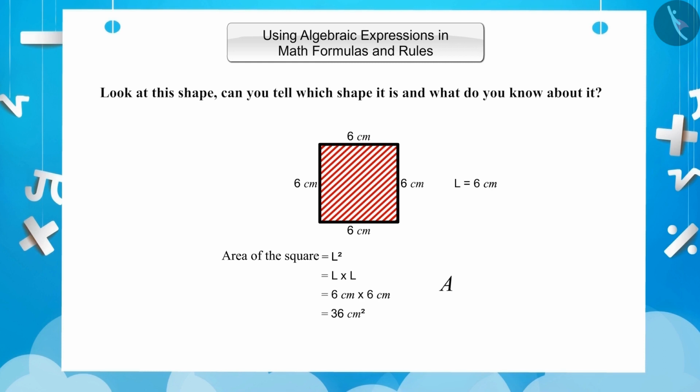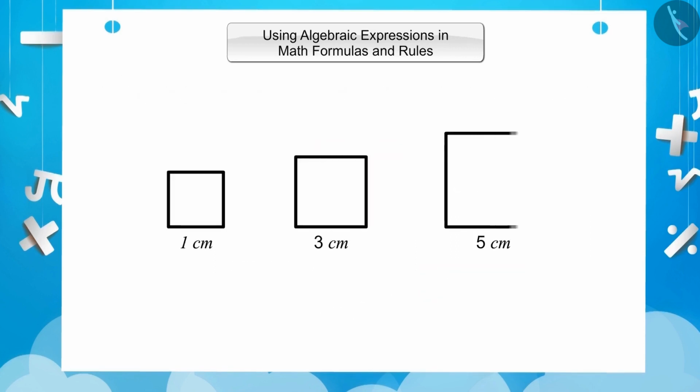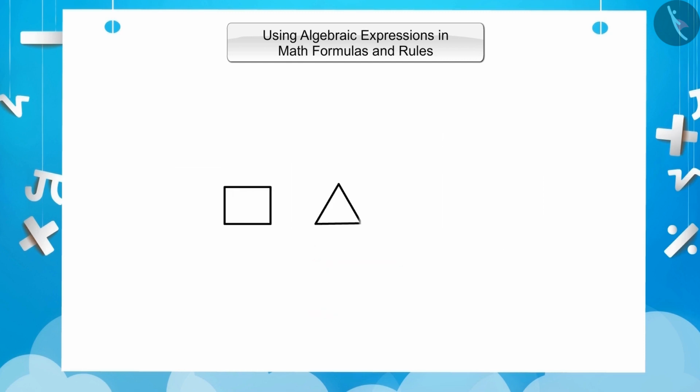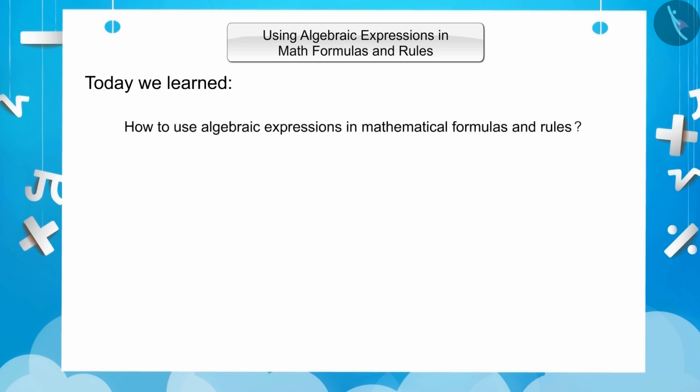Here, if we represent the area of the square with A, then A is equal to L square. With the help of this formula, you can find the area of a square. So children, now you can find the perimeter and area of any square using these formulas. Similarly, using the algebraic expressions in the formulas and rules of mathematics, we can find the area and perimeter of rectangles, triangles, pentagons, etc. Today we learned how to use algebraic expressions in mathematical formulas and rules.